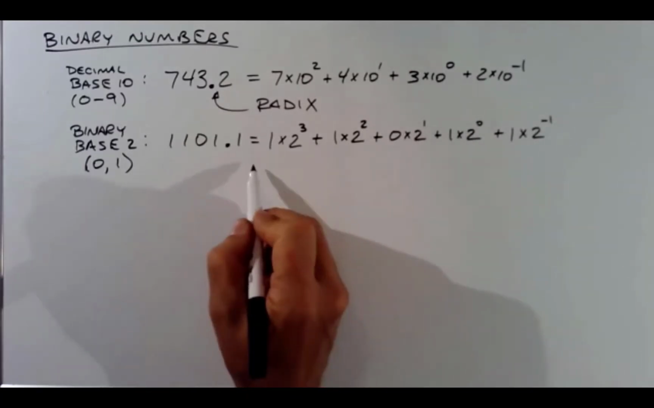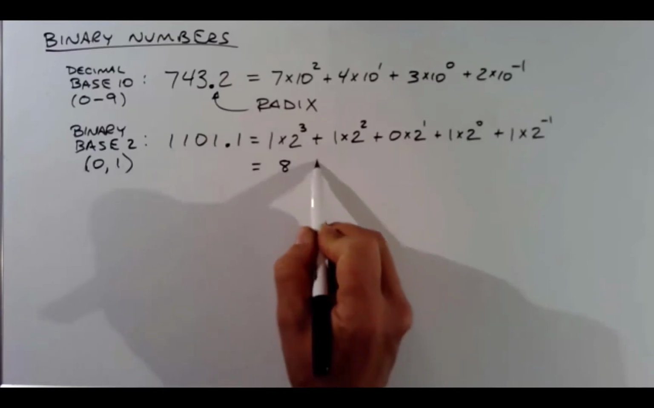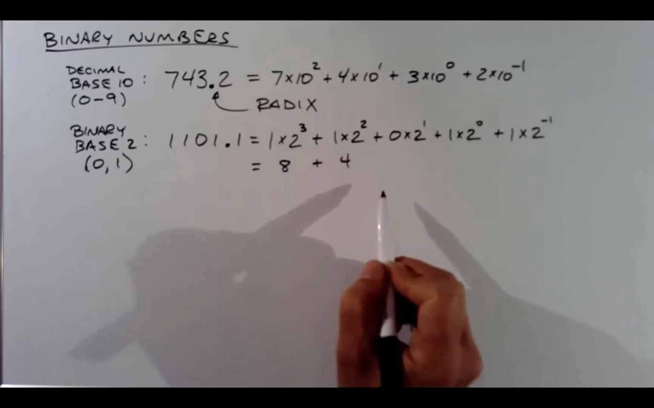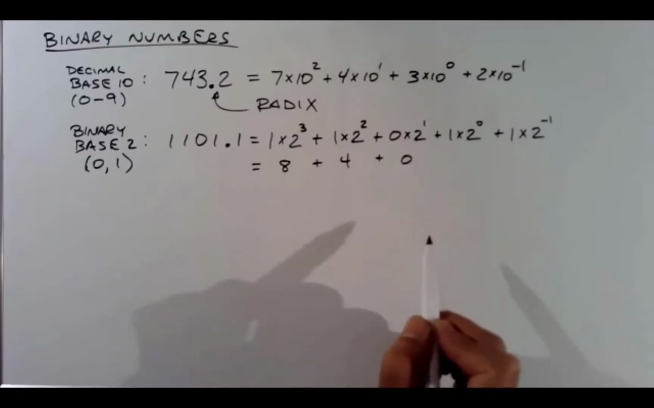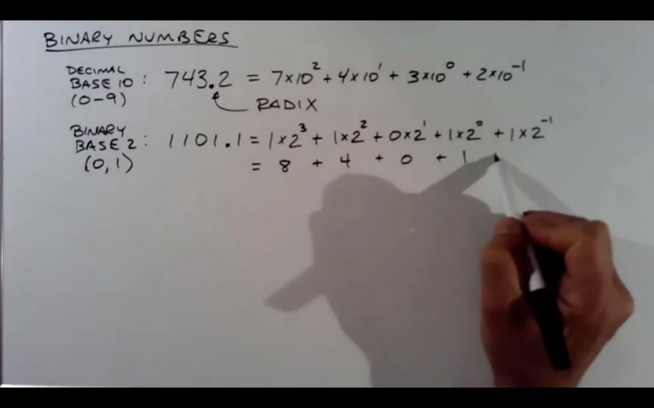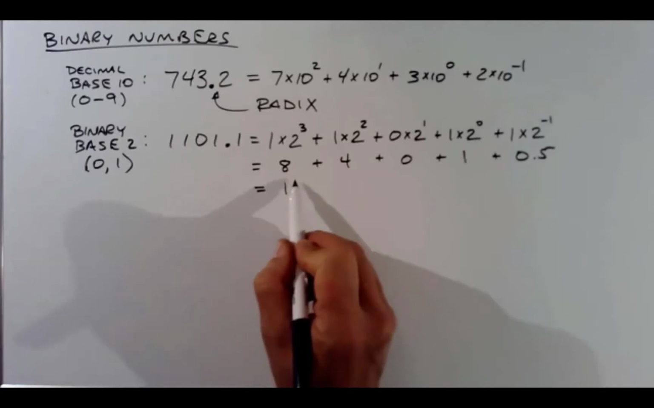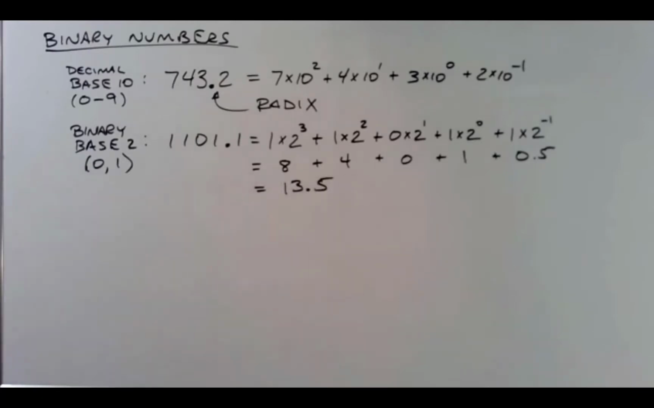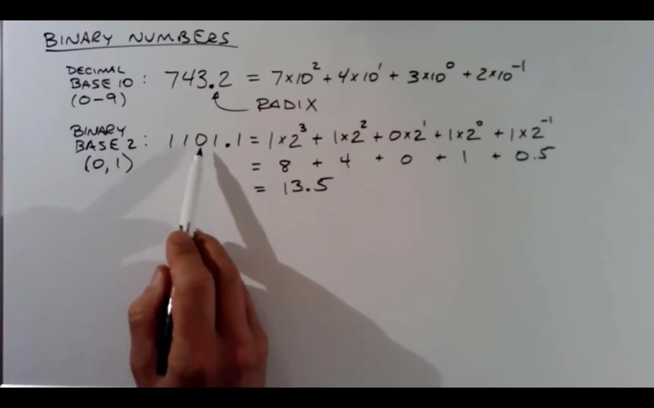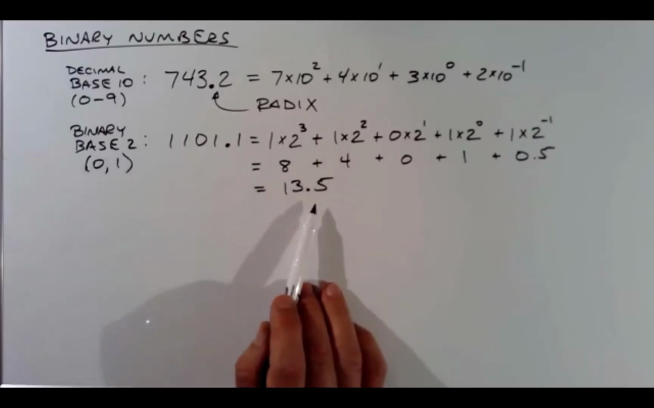So this is actually converting from binary to decimal if you interpret these values in decimal. This is an 8, plus a 4, plus a 0, plus a 1, plus a 0.5, 1/2. So this is 13.5 if I add those up. So 1101.1 in binary is 13.5 in decimal.